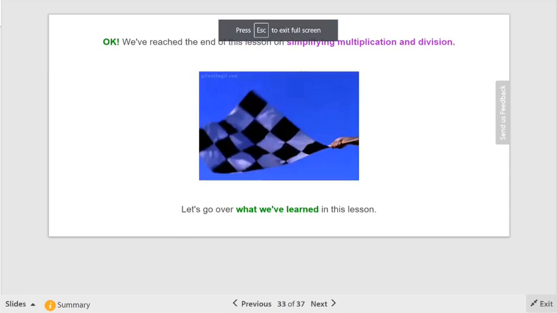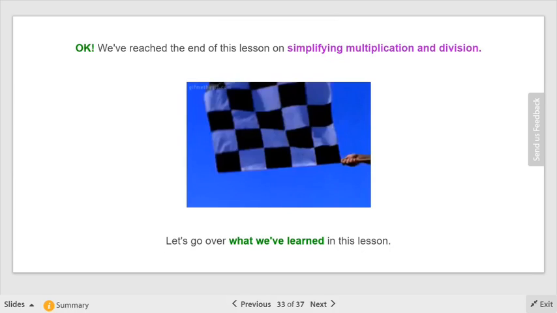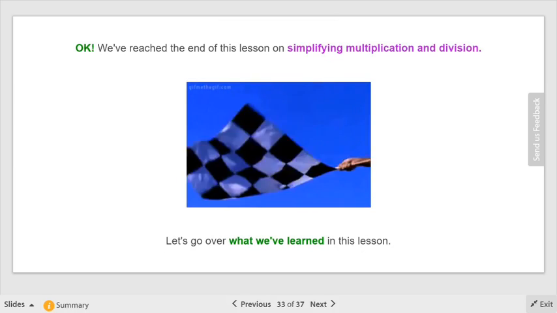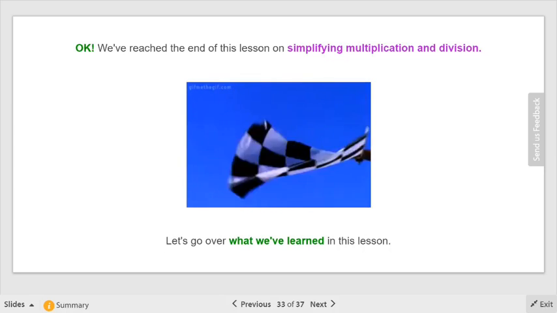Ta-da! The finish line. Don't you love it? Let's review. I'm missing the sloth a little bit, but oh well. I missed the sloth. Well, yeah, but you're going to practice it, and that will make it work.